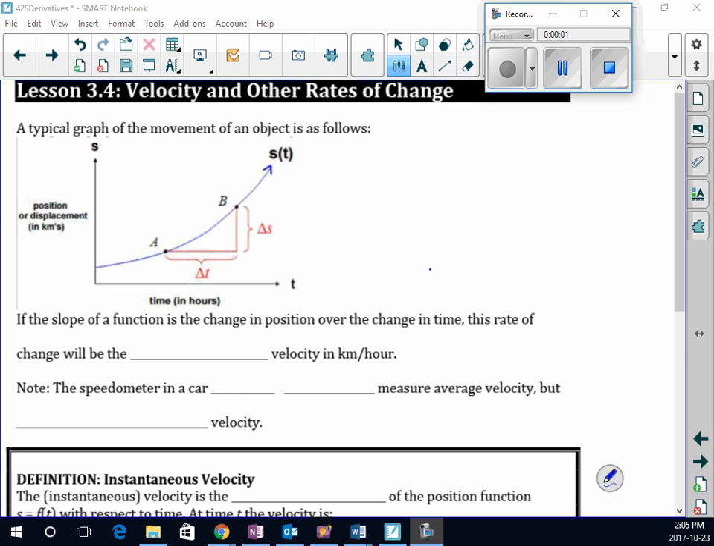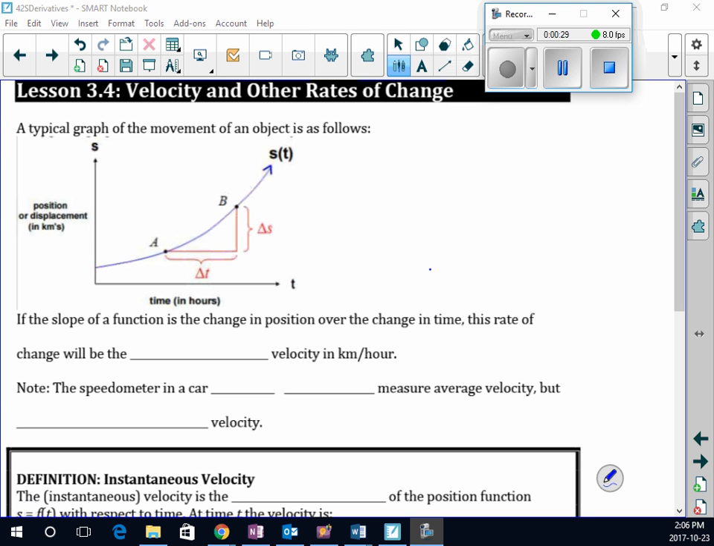We're going to do the application of what we've been doing with derivatives. So, velocity and other rates of change. Here's a typical graph of movement of an object. Have you ever seen s of t before, physics people? Or d, but since we're using d, d for displacement. Well, we use s of t for position or displacement.